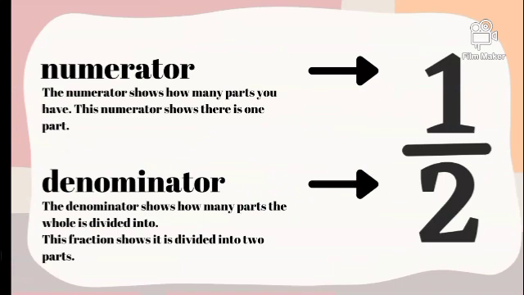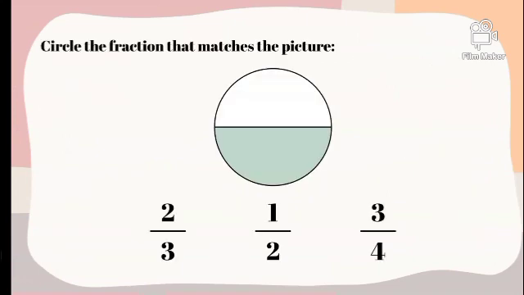So in this case, this numerator shows that there is one part. The denominator shows how many parts the whole is divided into. So now in this case, this shows two parts. So the numerator shows what? How many parts you have, whether it's one, two, or three. If it's an orange, how many oranges you have. Then the denominator shows how many parts the whole is divided into.